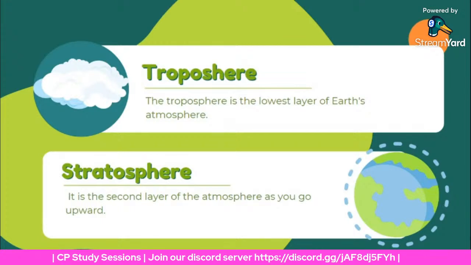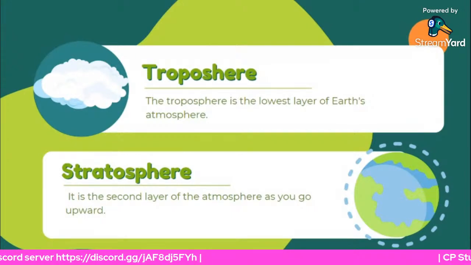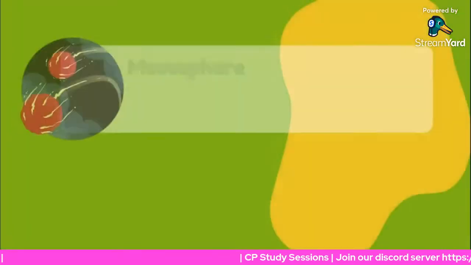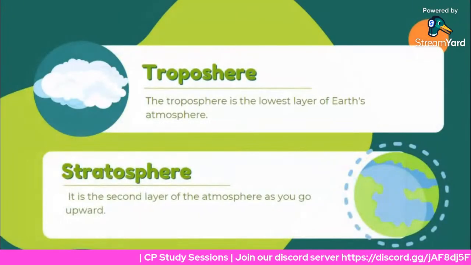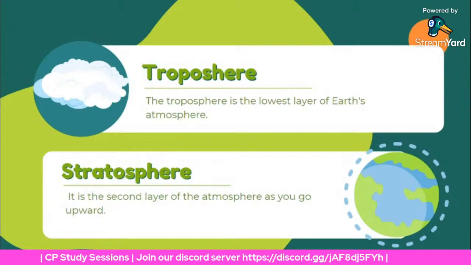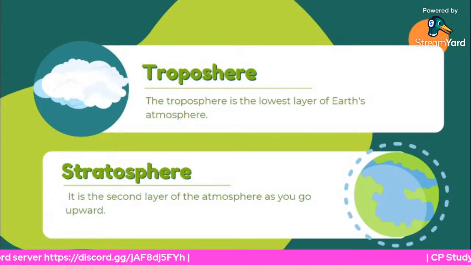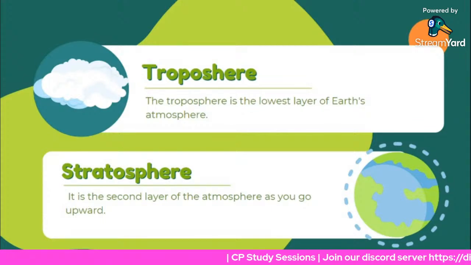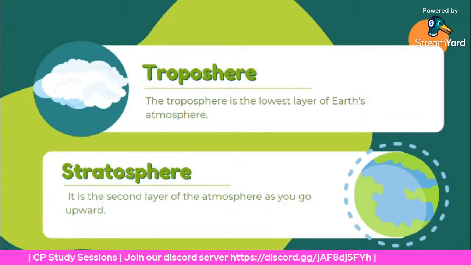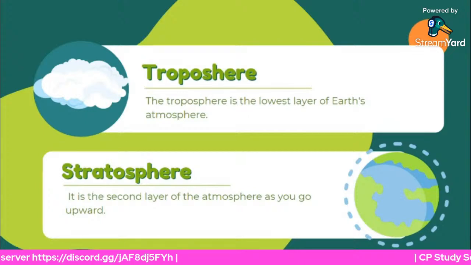The layer immediately above the troposphere is called the stratosphere. The boundary between the troposphere and the stratosphere is called the tropopause. The stratosphere is also a layer of Earth's atmosphere and is the second layer as you go upward. The troposphere, the lowest layer, is right below the stratosphere. The next higher layer above the stratosphere is the mesosphere, but first let us focus on the stratosphere.